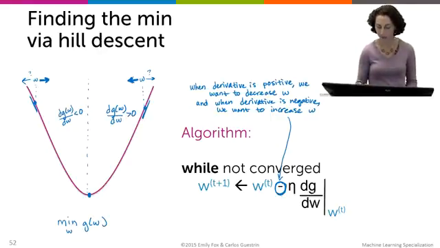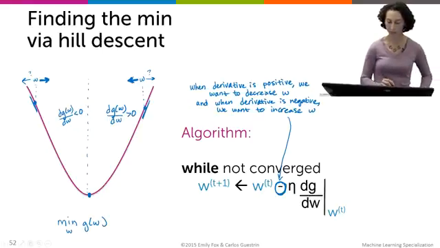Okay, so when the derivative, just to be very clear, when the derivative is positive, what's going to happen? Well, this term is going to be negative. We're going to decrease w. When the derivative is negative, this term here is going to be positive. We're going to increase w. So that satisfies exactly what we stated here. Okay, so that is finding the minimum of a convex function.